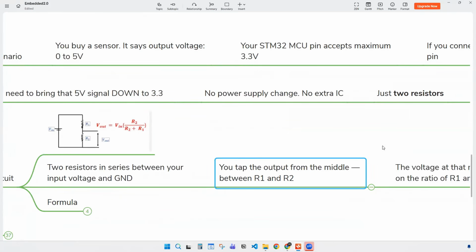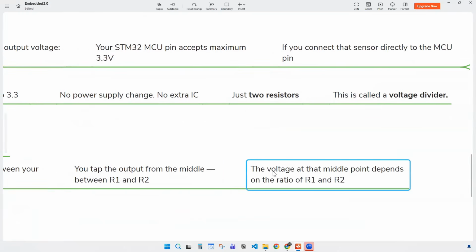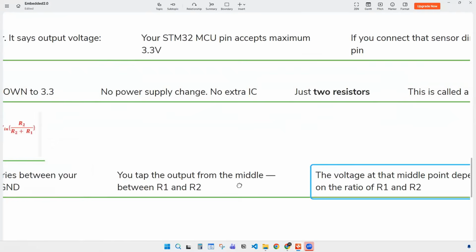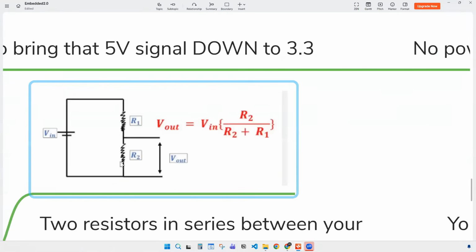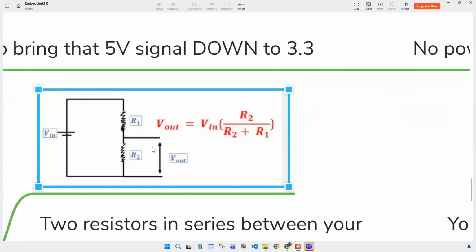That is going to be called V out. The voltage at that middle point depends on the ratio of R1 and R2. How is it determined? Imagine this is 10, this is 5, this is 5. Or this is 6, this is 4. Or 7 and 3. Or 8 and 2. Or 1 and 9. Or 4 and 6. Or 3 and 7. That is how the split works, right?